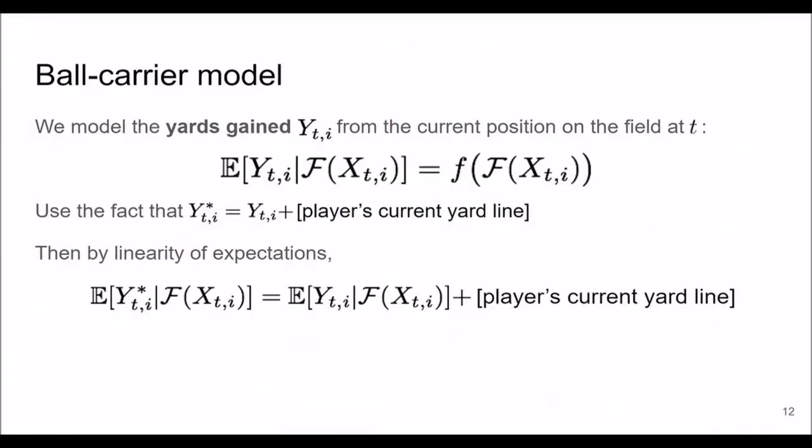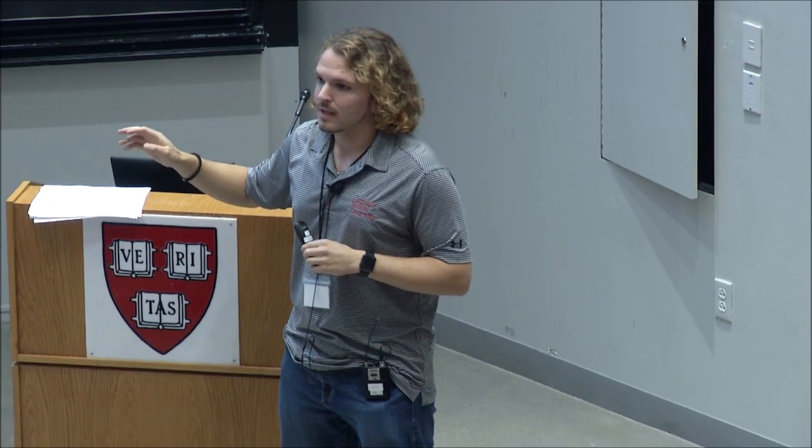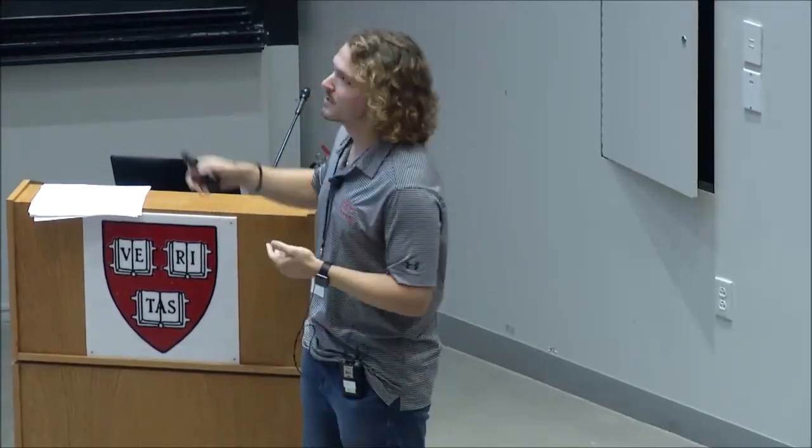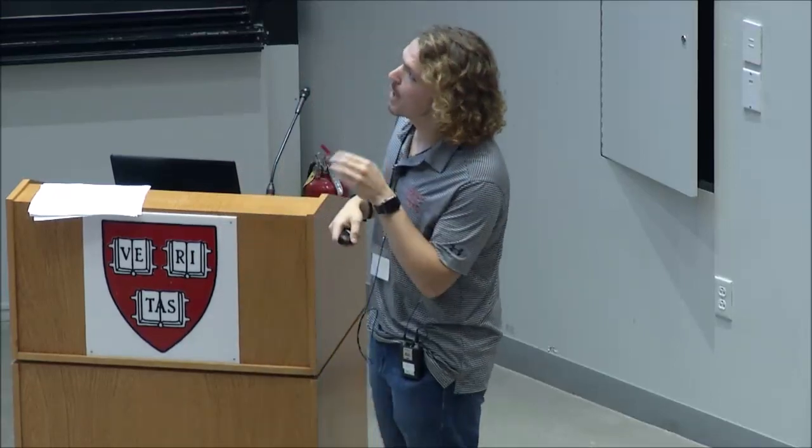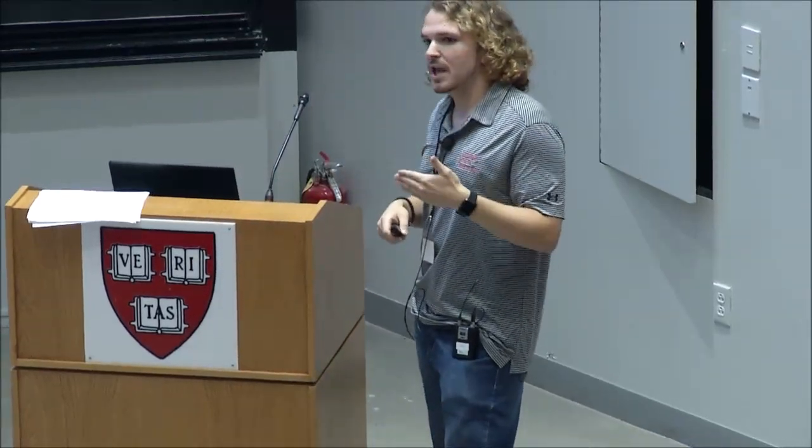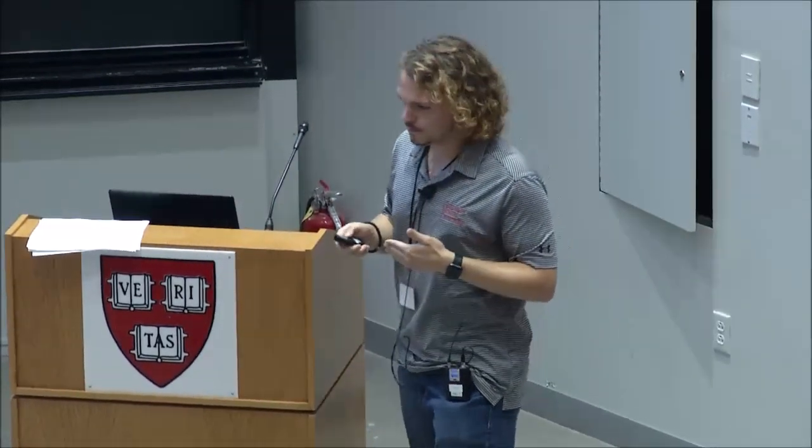For the ball carrier model, explicitly, we're going to model the yards gained from the current moment on the field as some function of this filtration of information. And since the yards gained from the current position plus the player's current position equals the end-of-play yard line, by linearity of expectation, we have our quantity of interest. So we're directly modeling the yards gained from the current spot on the field.